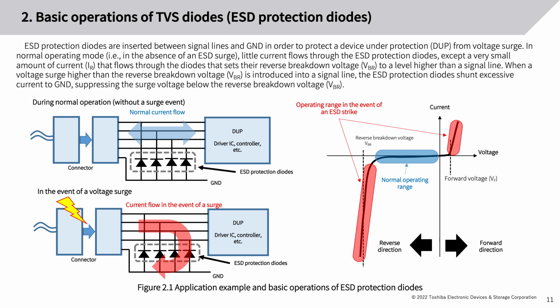Basic operations of TVS diodes, ESD protection diodes. ESD protection diodes are inserted between signal lines and ground in order to protect a device under protection, DUP, from voltage surge. In normal operating mode, i.e., in the absence of an ESD surge, little current flows through the ESD protection diodes, except a very small amount of current, IR, that flows through the diodes that sets their reverse breakdown voltage, VBR, to a level higher than a signal line. When a voltage surge higher than the reverse breakdown voltage, VBR, is introduced into a signal line, the ESD protection diodes shunt excessive current to ground, suppressing the surge voltage below the reverse breakdown voltage, VBR.